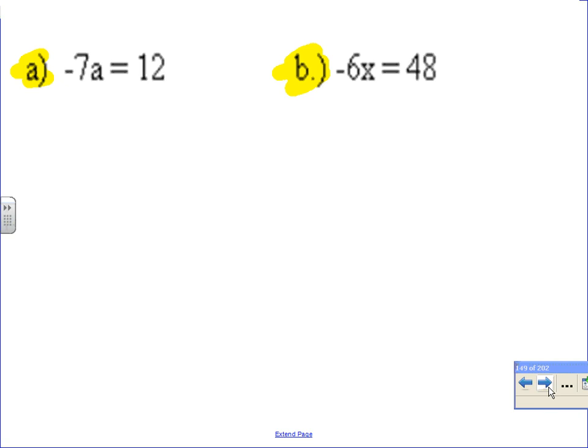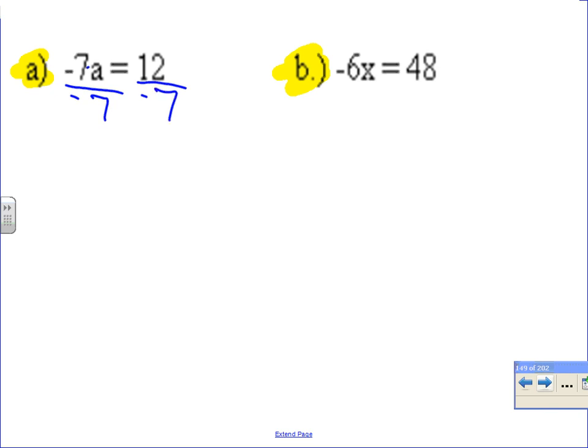Okay, letter A, negative 7a equals 12. Charles, what's in between the negative 7 and the a? Nope, what's in between the negative 7 and the a? Well, you could say that, but what operation is between negative 7? Good. There's really an imaginary multiplication symbol there. Alex, how do you undo multiplication? Good. Division. To get rid of the negative 7, we divide both sides by negative 7.